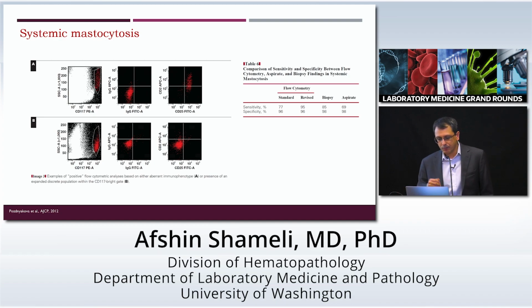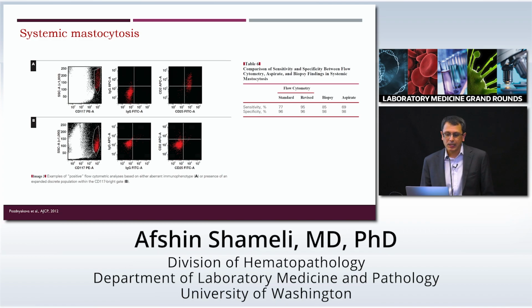But there was a portion of the patients that didn't show aberrant expression of CD2 or CD25. Rather, they showed an expanded and discrete population of mast cells, as you can see in the bottom panel. And these were also patients who were actually diagnosed with systemic mastocytosis. So when these patients were included, the sensitivity of the assay increased to 96%, which exceeded the sensitivity of the bone marrow biopsy. So the message of this paper is that flow cytometry is a good approach for diagnosis of systemic mastocytosis, and this is particularly helpful in the cases where we don't see a discrete mast cell aggregate in bone marrow biopsy.